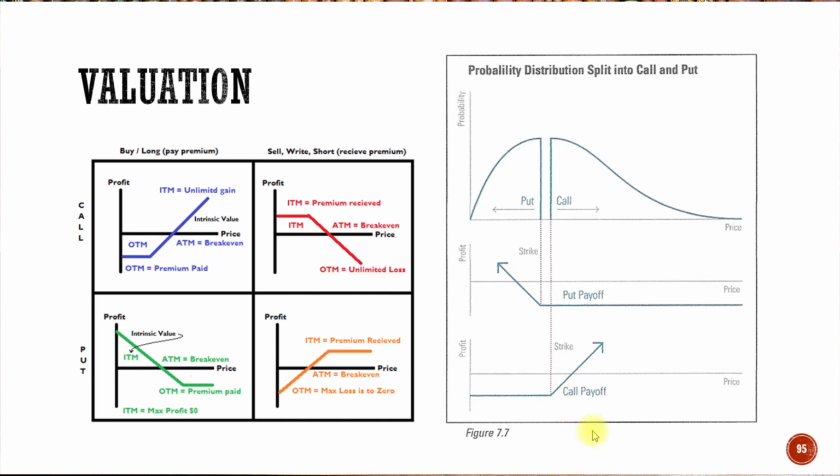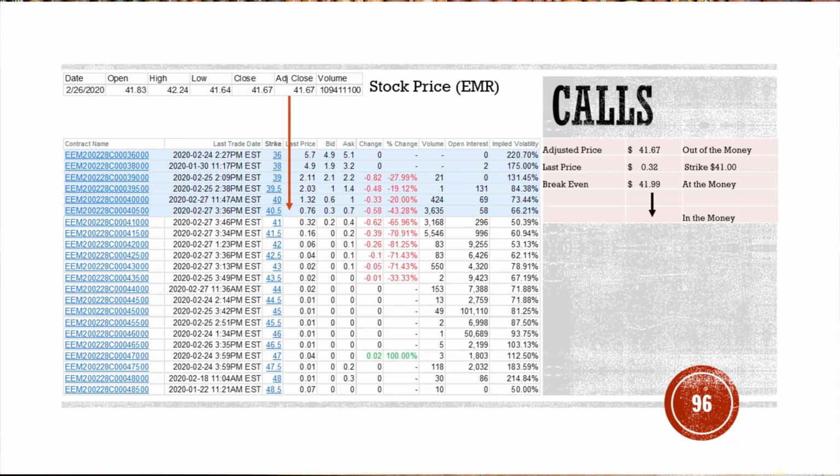Here's just a different, more textbook way of looking at things. Here's a stock price and option prices for Emerson. So you have the date, and you have the high and the low of the day, and the closing price, and the adjusted price of the stock. That's the underlying asset that's tied to it. And the price is roughly around here.